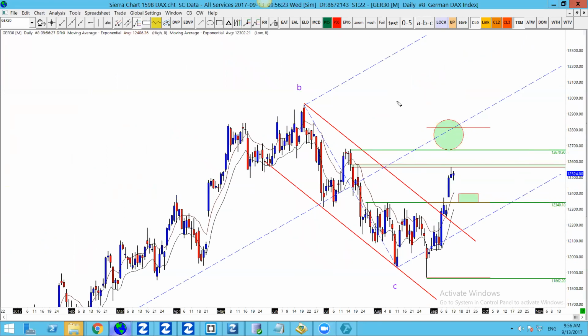The trick is finding the entry, because would I buy at 524 to reach 12,800? Well, no, because you could easily retrace down to these lows. And then you're sat on 400 or 500 points of drawdown in order to get 300 points of reward. It just doesn't make sense to me. So I'll be waiting for a pullback, and that's what this box would be here. So that looks interesting to me.